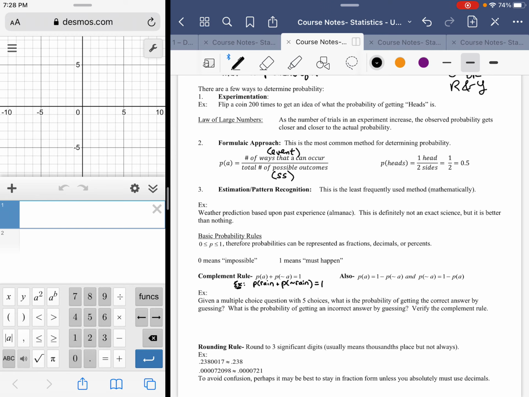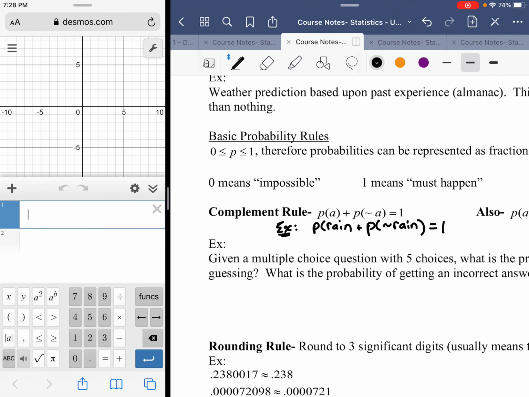So in the simple example, given a multiple choice question with 5 choices, what is the probability of getting the correct answer by guessing? Well, 5 choices. You have to assume one of them is right. I mean, that's how multiple choice questions work. So the probability of getting a correct answer simply by guessing, well, there's one correct and there's 5 available, and there it is. What's the probability of getting incorrect? Well, that would be the same as saying not correct.